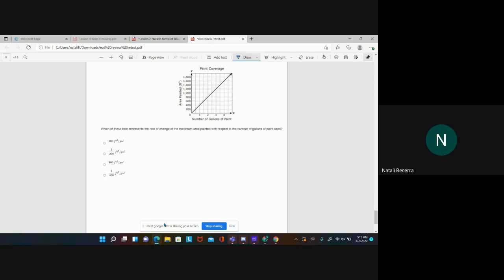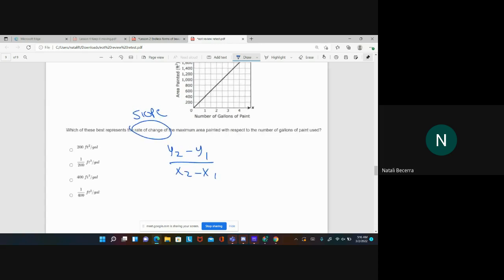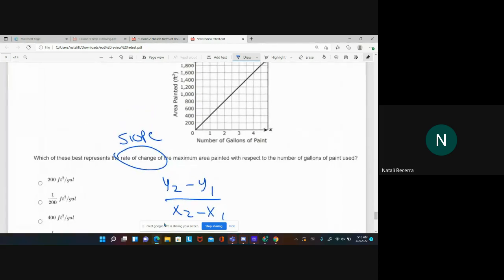It says, which of these best represents the rate of change? Again, that word means slope. So we're going to use the formula again, or you can also do rise over run. I'm going to teach you both ways, okay? You can pick whatever you prefer. For this one, it's really important that you look at the units. The units are super important here because they try to kind of trick you a little bit. So let me see if I can zoom in a little bit. Okay, there we go.